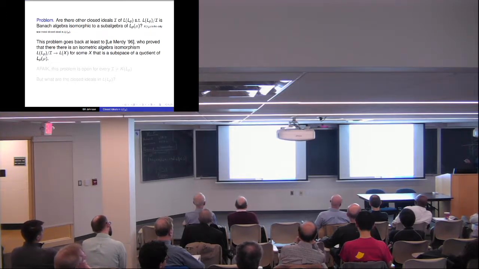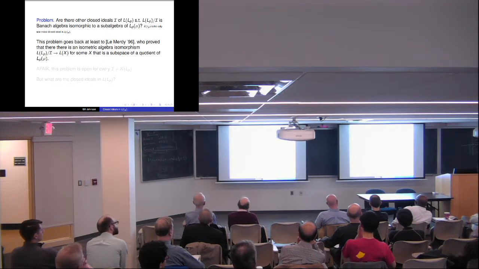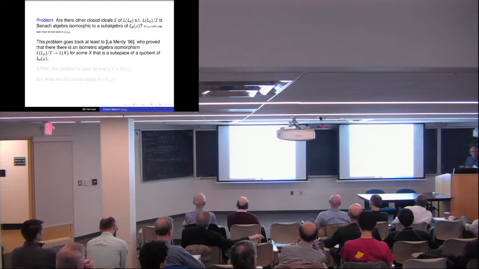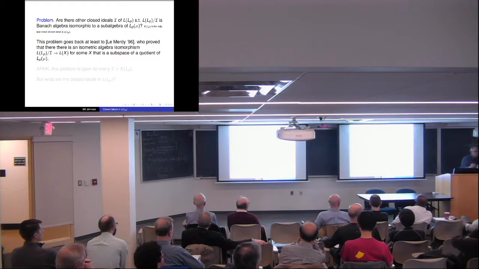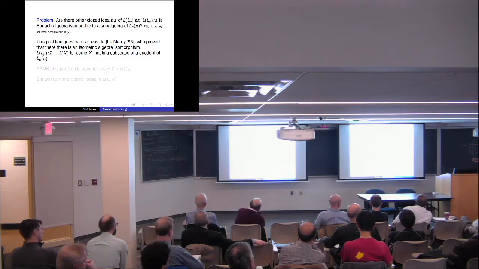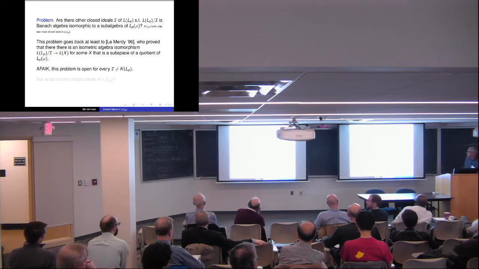So this is not a new problem. I'm not quite sure how old it is, but at least it appears in a paper in 1996 by Christian Le Merdy. He proved a positive result, that if you have any closed ideal in the bounded operators on LP, then there is an isometric algebra isomorphism into the bounded operators on some Banach space. Well, that's trivial. But that Banach space can be taken to be a subspace of a quotient of some LP space. But unfortunately, subspaces of quotients of LP spaces, when P is different from 2, are very, very different from LP. When P is equal to 2, you don't have a problem here. But when P is different from 2, you don't get LP itself. Now, we can't solve this problem for any ideal other than the compacts, so it's wide, wide open.